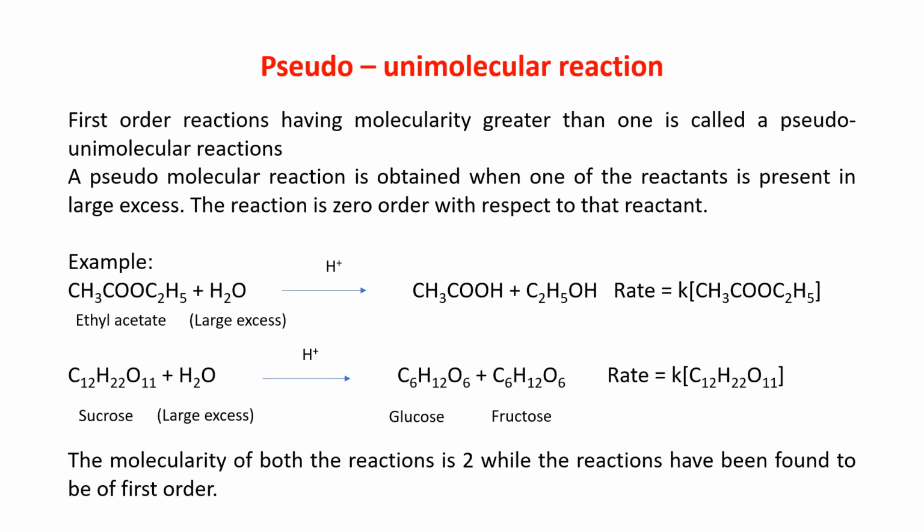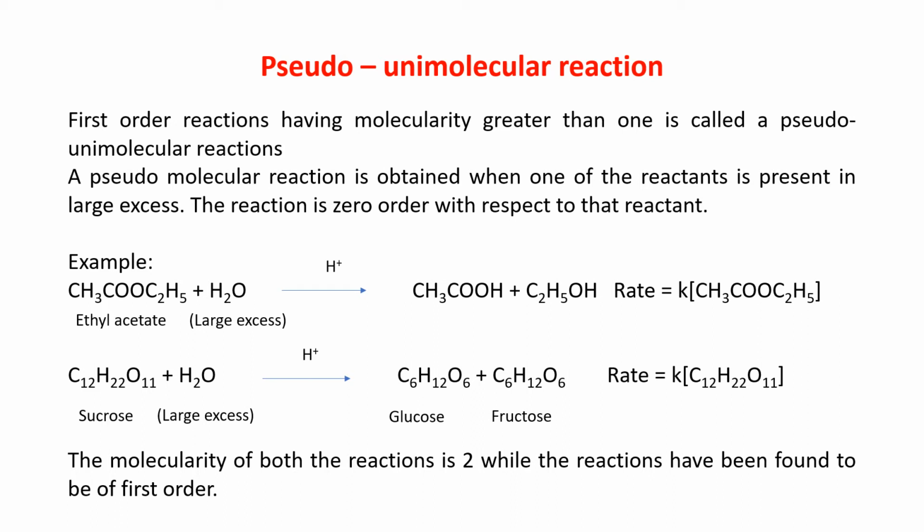The example, CH3COOC2H5 plus H2O. Now H2O is present in large excess, but it is one of the reactants. In an acidic medium, it gives you CH3COOH plus C2H5OH.